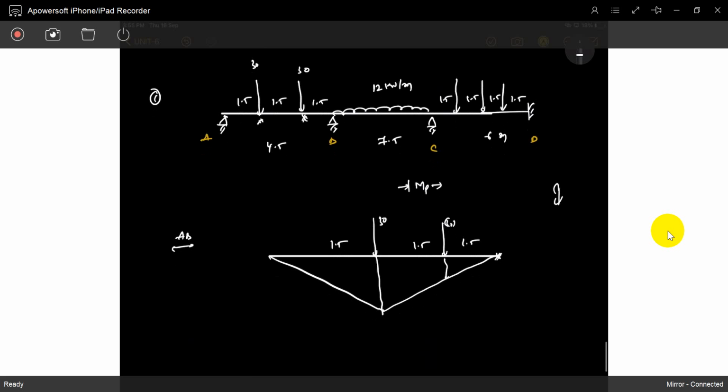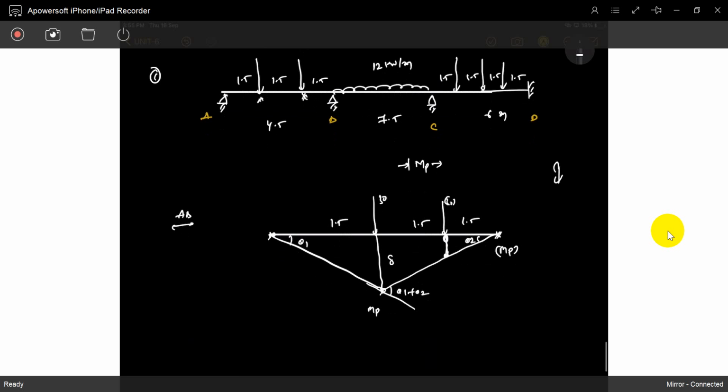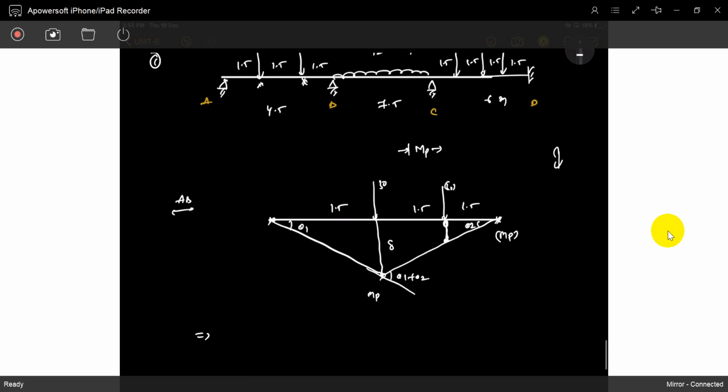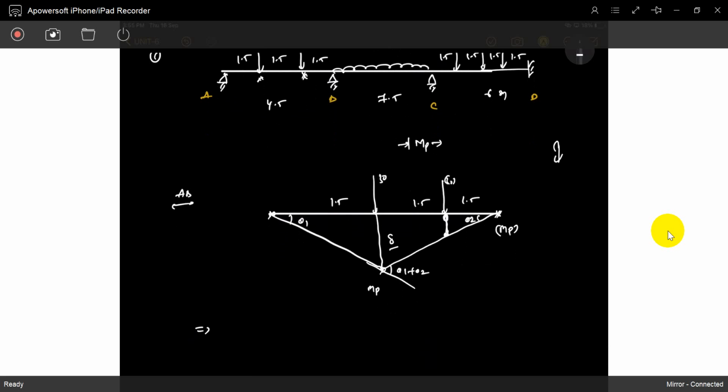So there is no capacity. This is theta 1, this is theta 2, this is MP, theta 1 plus theta 2. Okay, it is a possibility. So directly you can write it, theta delta. You can see, just imagine. This is delta, this is what? Exactly half, no? This is delta by 2. No need of checking. So that way directly I will write what is the external work done.